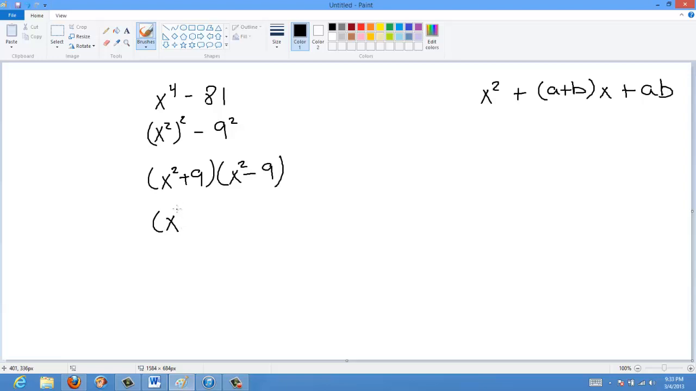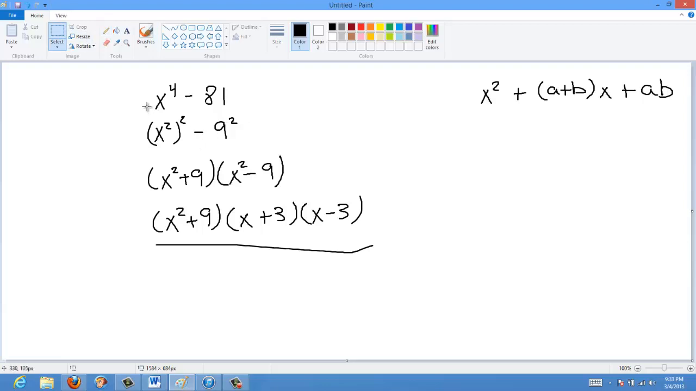Now the x squared plus 9 is stuck there. You can't do anything with that, so we just leave it. But the x squared minus 9 is a difference of squares again. So this is x plus 3 and x minus 3. And that would be as far as you can factor this.